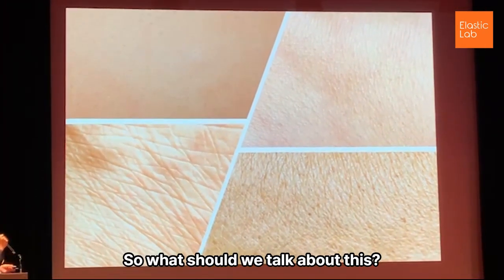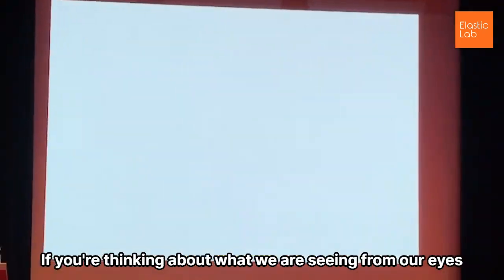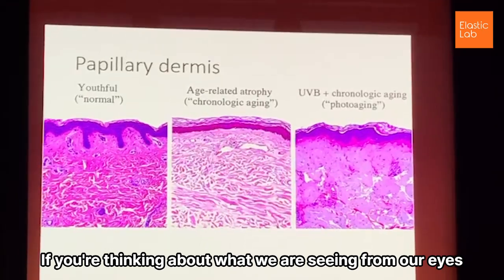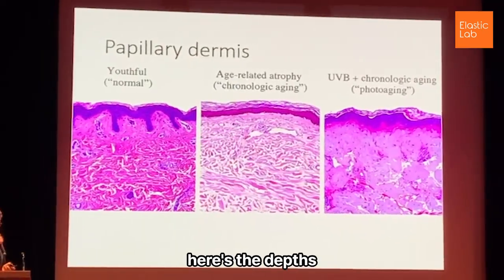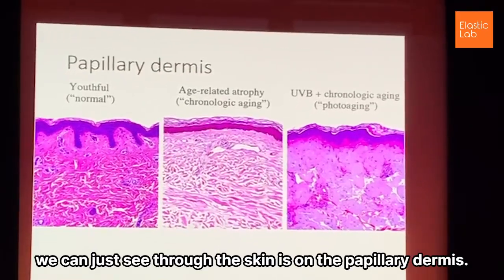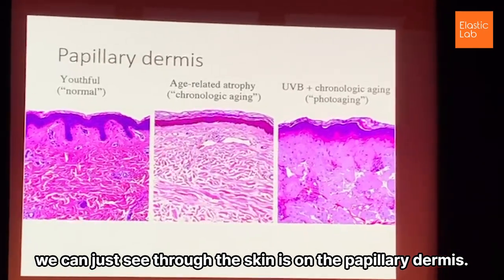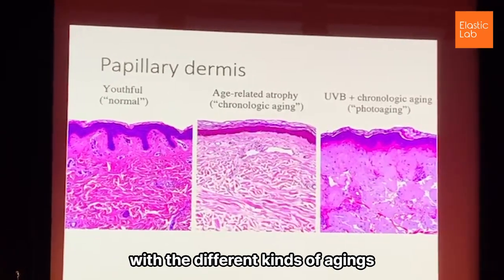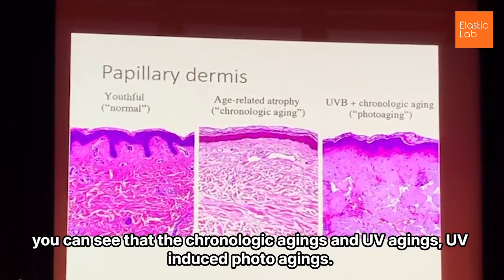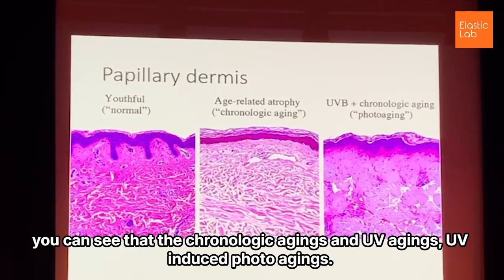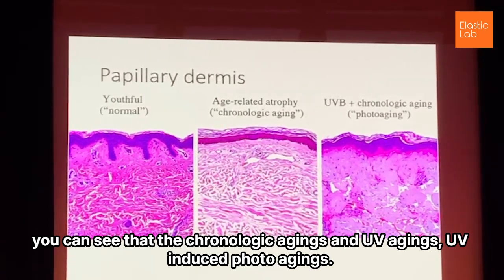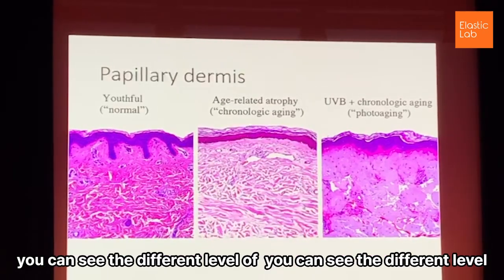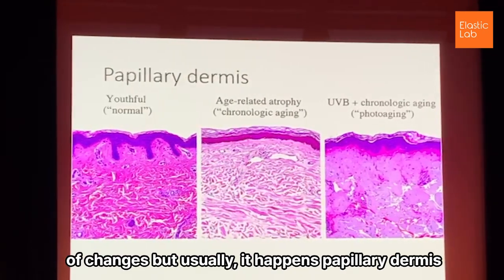So what should we talk about here? What we are seeing with our bare eyes, the depth we can see through the skin, is only the papillary dermis. If you compare the papillary dermis across different kinds of aging, the chronologic aging and the UVB-induced photoaging, you can see different levels of change, but usually it happens in the papillary dermis.